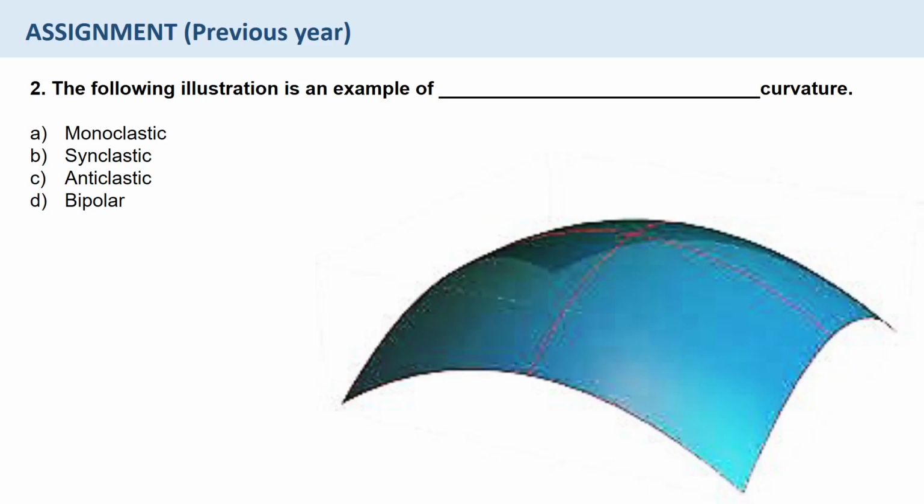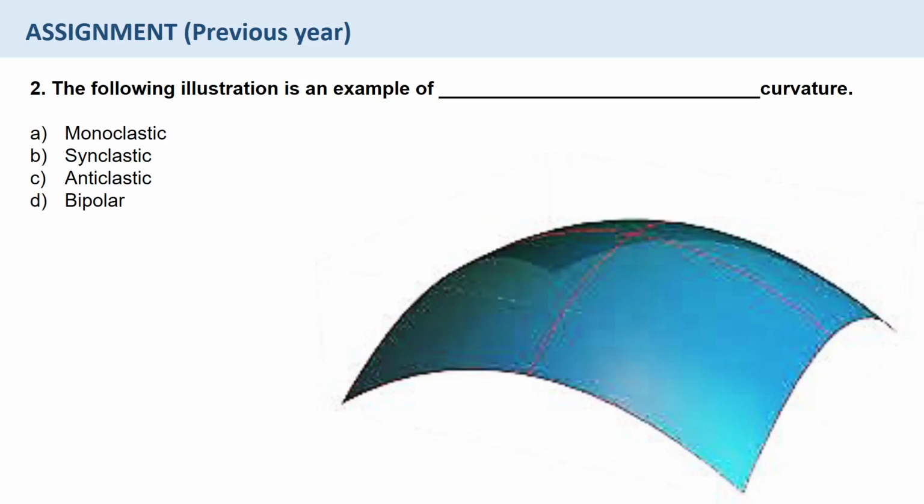So monoclastic means the curvature is only in one direction. For example, a barrel vault or a semi-cylinder you can say. Synclastic. These shells are doubly curved and have a similar curvature in each direction. Synclastic surfaces are those in which the centers of curvature are on the same side of the surface. A dome is a good example of a synclastic shell. It is doubly curved and can be formed by rotating a curved line around an axis.